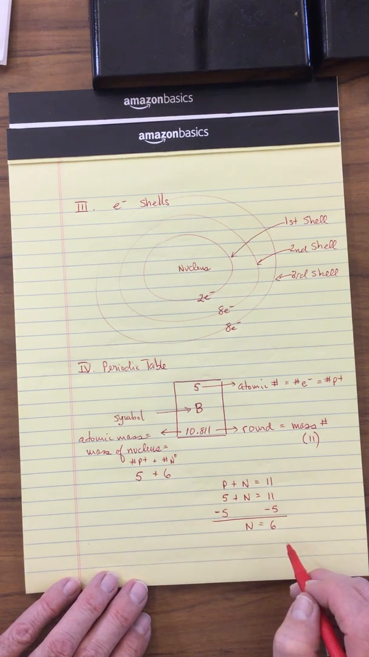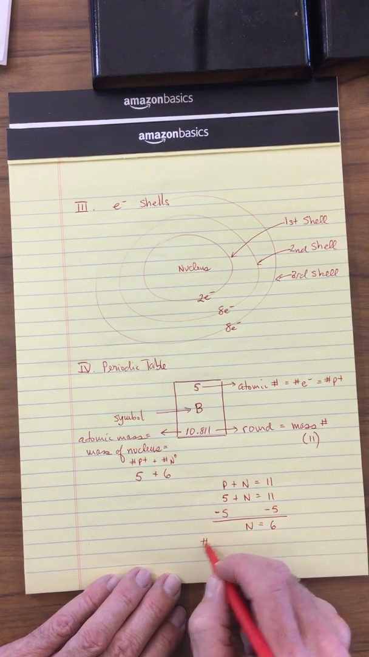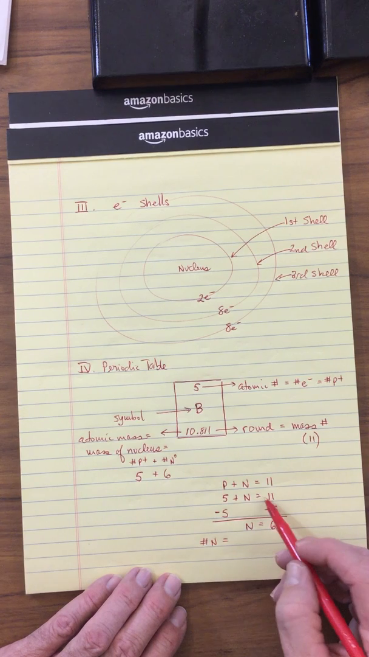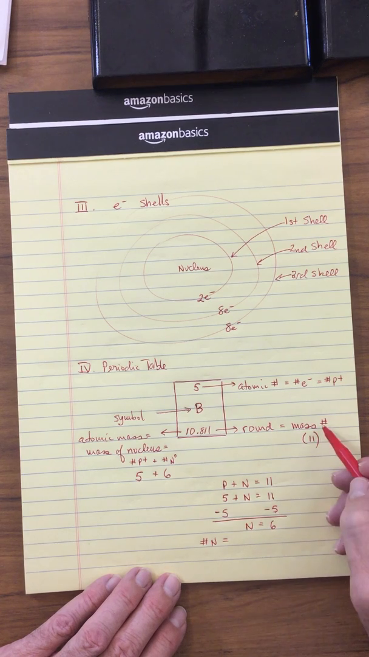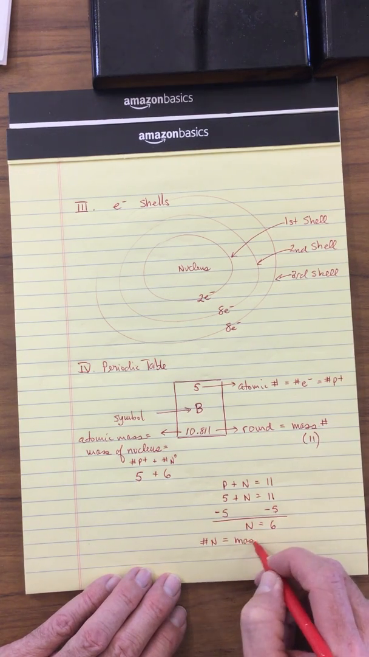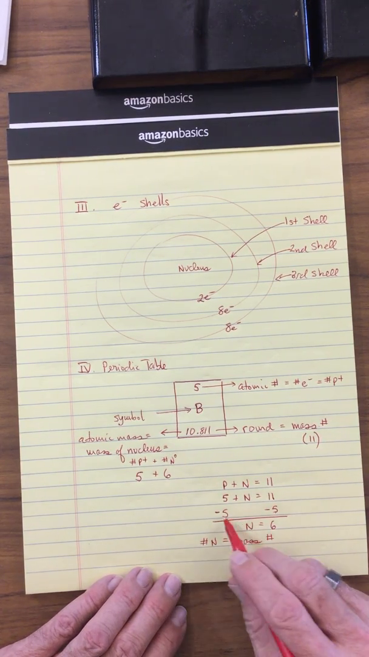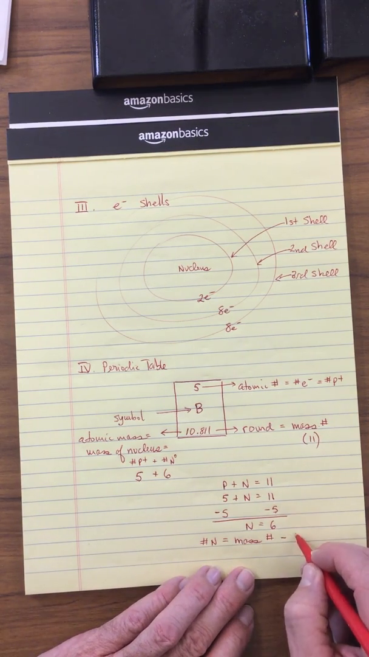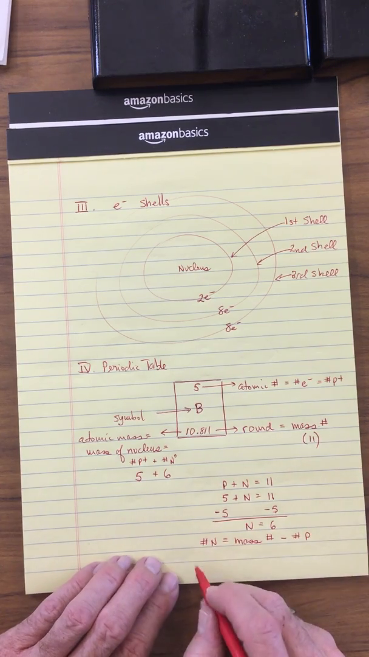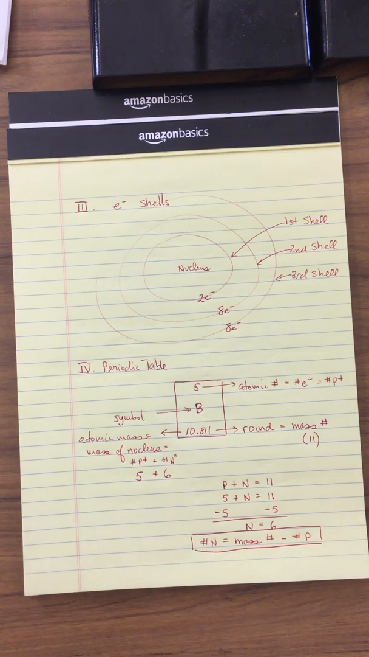Let's rearrange this in terms of how to calculate my neutrons. My number of neutrons is going to be equal to, well, I started with 11 and I subtracted 5. My 11 represents my mass number. So we have the mass number, and from this we subtract the 5, which represents the number of protons. This is the basic formula that you can use to calculate the number of neutrons for any type of atom.